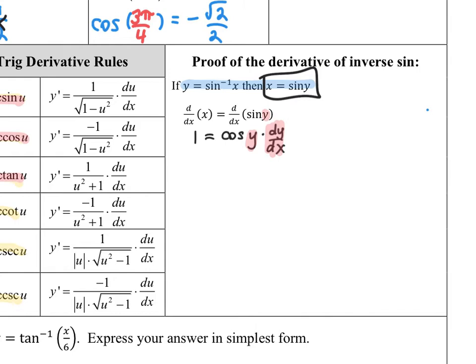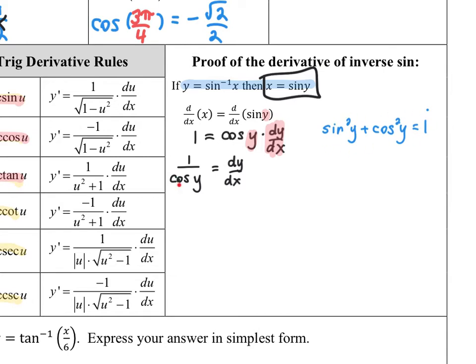And if I'm trying to find dy dx, I'm just going to divide by cosine y. If I want this derivative of y to be in terms of x, I'm going to work a little bit to try to get this to be in terms of x. And I'm going to use that identity sine squared y plus cosine squared y equals 1 to help me get there. This was that Pythagorean identity that we had used before.